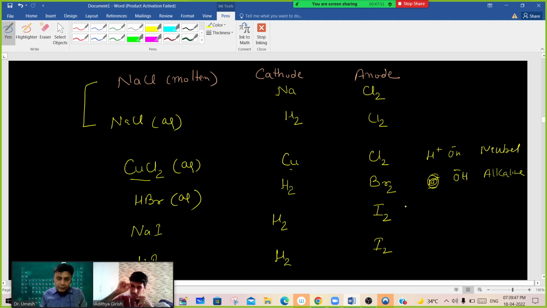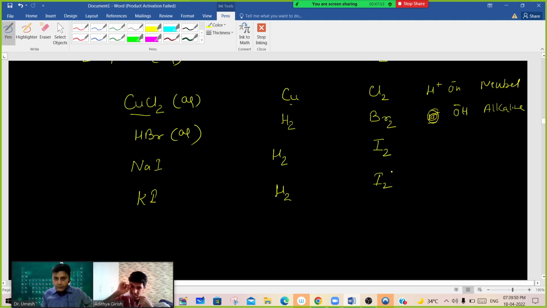Now third case, sodium iodide. Since it's H2 that is formed, sodium and OH negative will be left here.